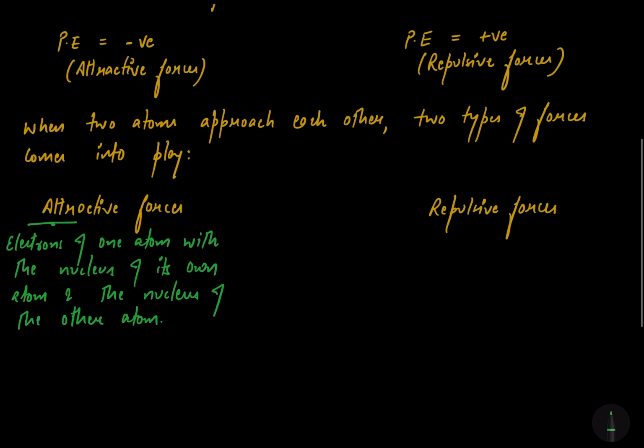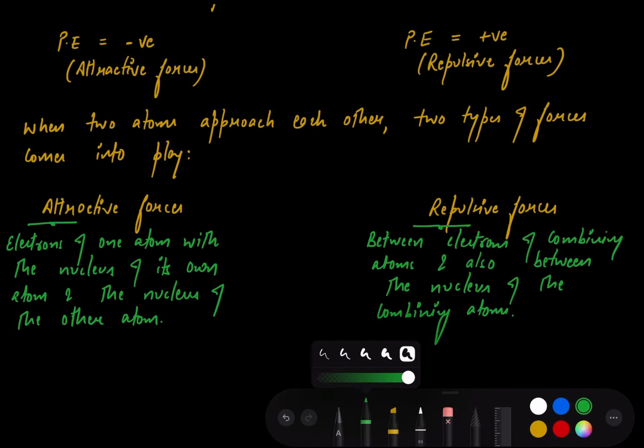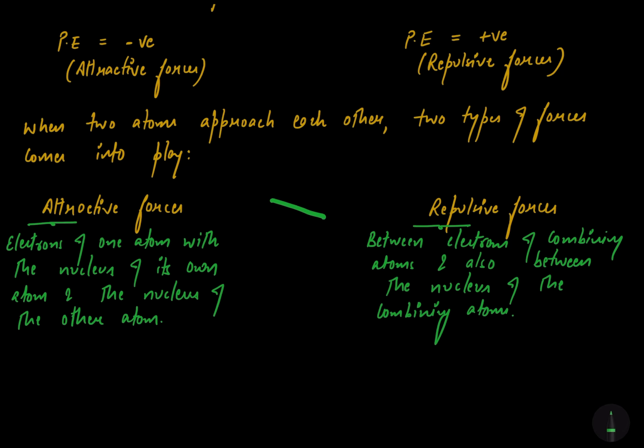But if we talk about the repulsive forces, they will be between the electrons of the combining atoms and also between the nuclei of the combining atoms. Now, if on the whole the magnitude of attractive forces is more than the repulsive forces, only then is chemical bond formation possible.